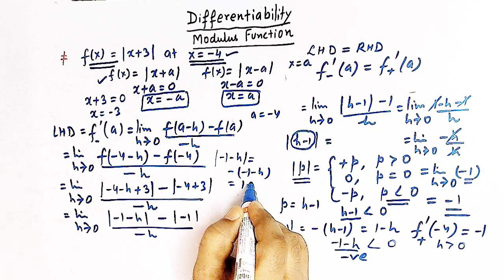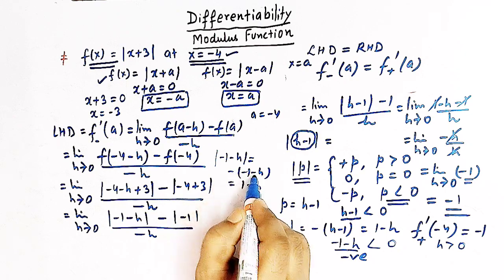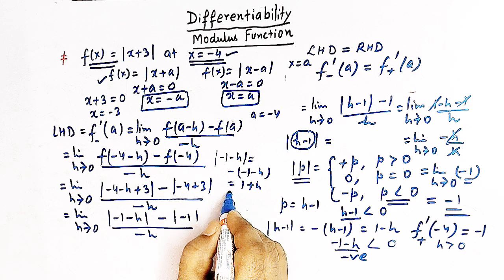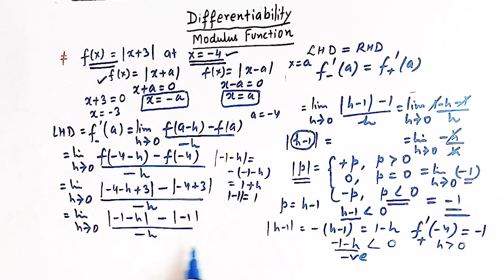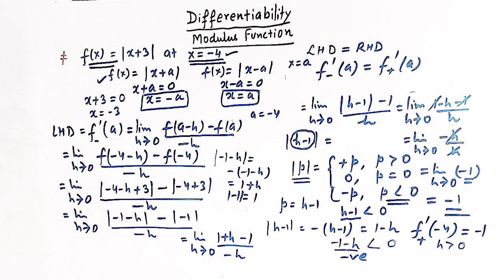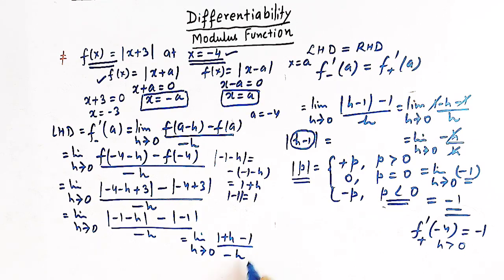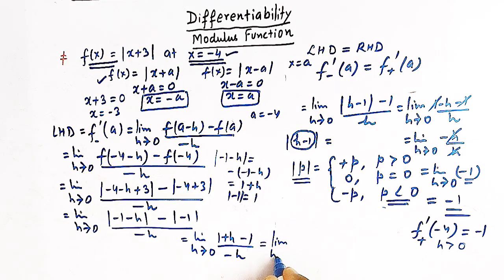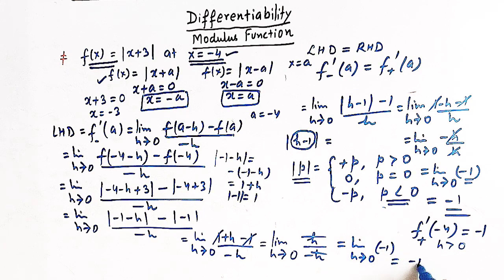So this is 1 plus h. So minus minus plus, minus minus plus, right? So mod of minus 1 is equal to 1. So now this limit is limit h tends to 0, and we have 1 plus h minus 1 over minus h. So now here we have limit h tends to 0, 1 and minus 1 get cancelled. We have h over minus h, and h get cancelled. So we have limit h tends to 0 of minus 1, that is minus 1.